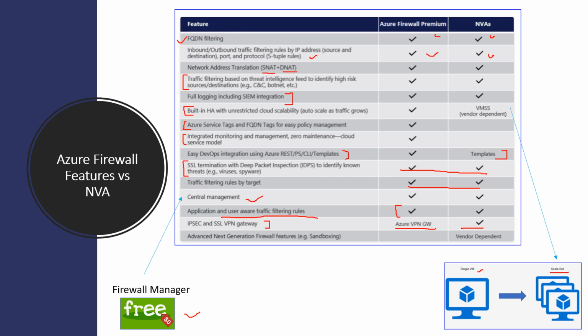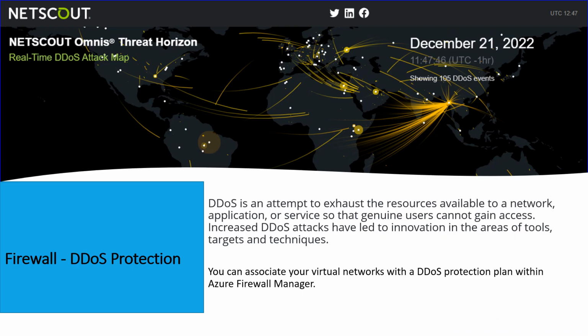When it comes to sandboxing, this is not there, and in NVAs it is going to be vendor dependent. The next feature we should be aware of is DDoS protection, which you can implement with the firewall. DDoS is basically an attempt to exhaust your network resources or services for genuine users. And these attacks are happening all the time.